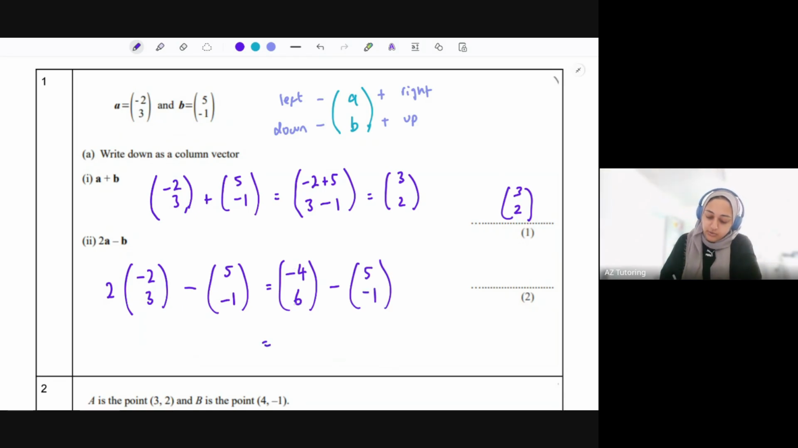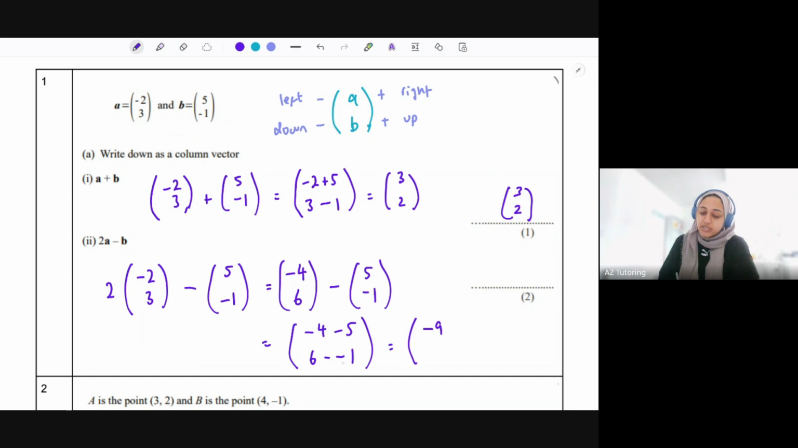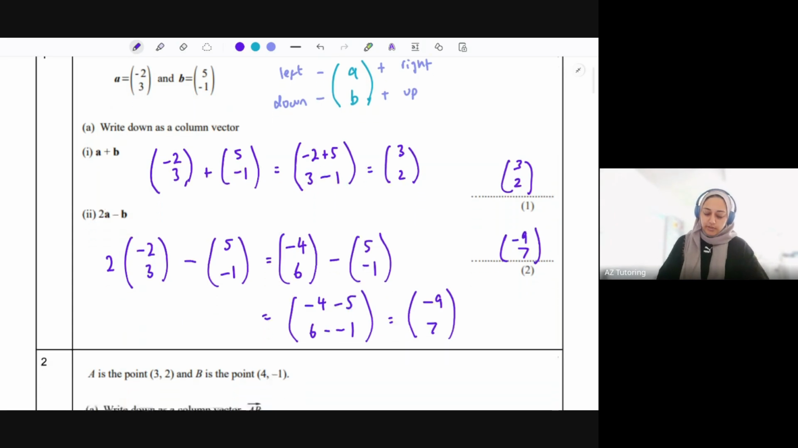We're minusing this time, so for the top we've got -4 - 5, and on the bottom we've got 6 - -1. For the top we've got -4 - 5, which gives you -9, and we've got 6 - -1, which becomes 6 add 1, which is 7, and that's our answer. -9, 7. Pretty straightforward, a vectors question.